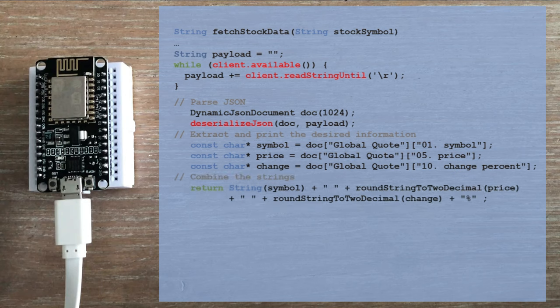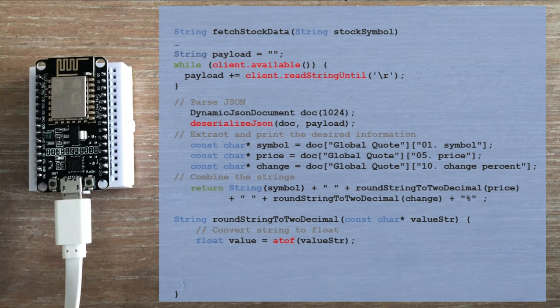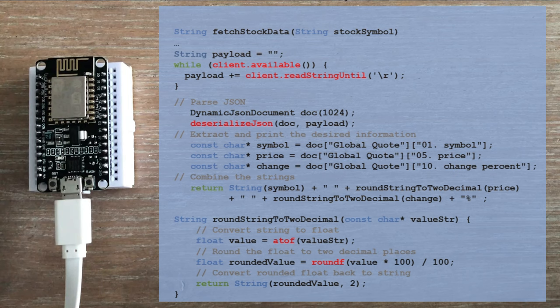I wrote a custom function to get rid of extra decimal places, as we want to display just two. In that function, we convert the value string to a float data type, then multiply it by 100, round it up, and divide by 100, thus converting it to just two decimal places. Finally, convert it back to string and return this as a function result.